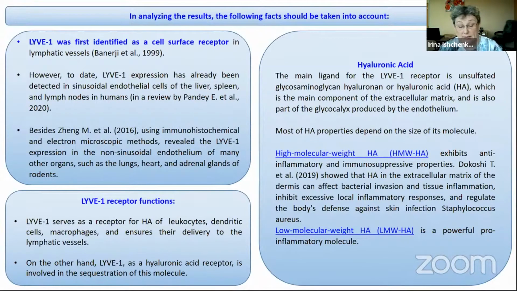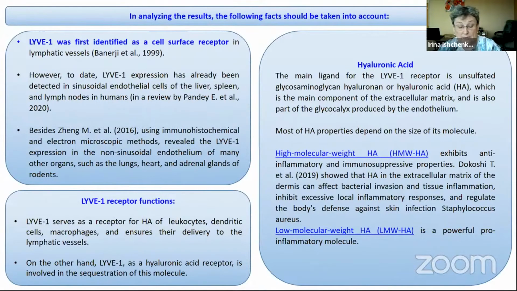Analyzing our results, the following facts should be taken into account. At first, LYVE-1 was identified as a cell surface receptor in lymphatic vessels. But now, to date, LYVE-1 expression has already been detected in sinusoidal endothelial cells of the liver, spleen, and lymph nodes in humans.